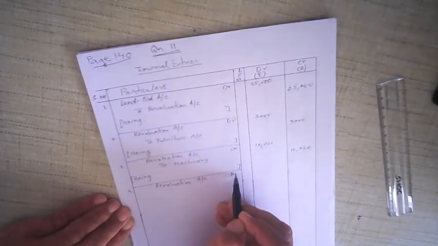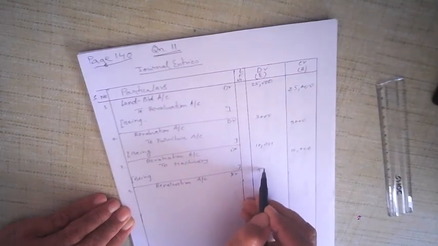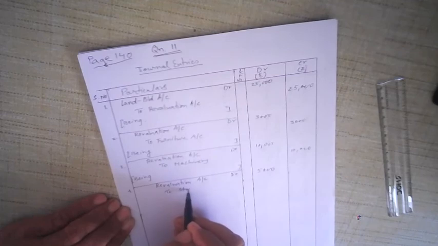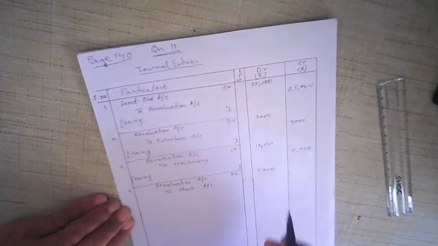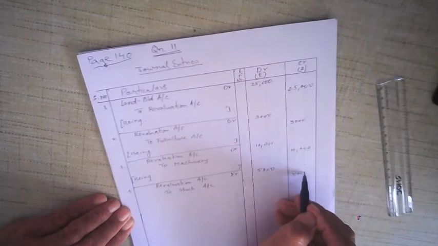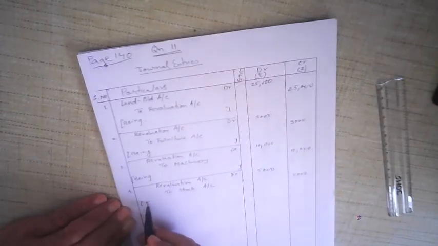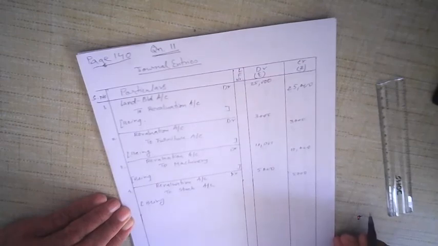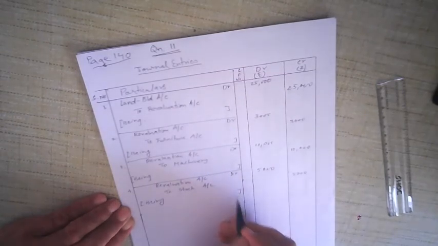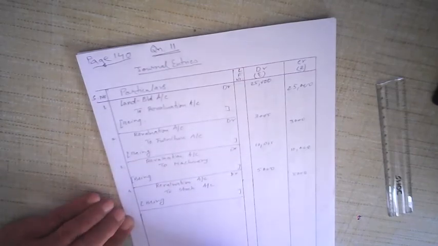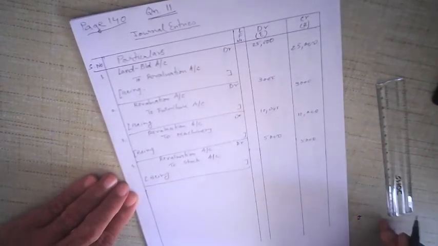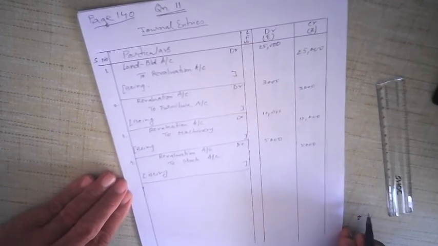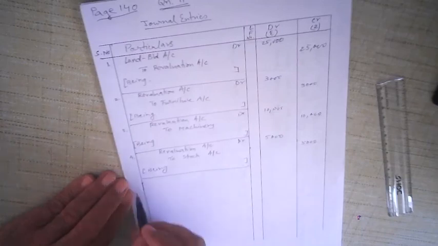So revaluation account is debited by how much? 5,000 rupees. And to stock account, that is also 5,000 rupees. Again, from the entry you can write the narration itself: being the book value of closing stock is rupees 5,000 more than its market value, exactly as it is given. All right, so this is number 5.